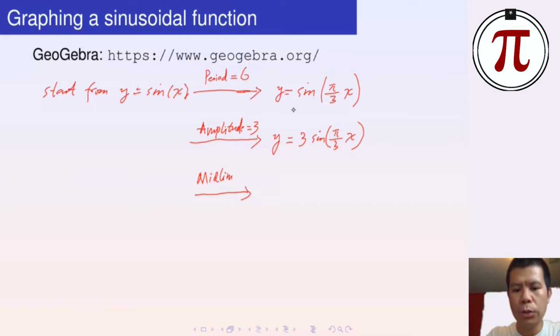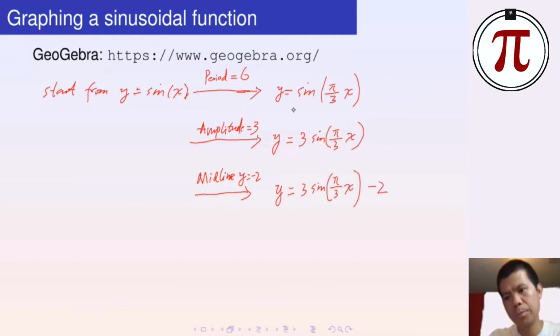Y equals -2, right? Y equals -2. So by adjusting that, we get y equals 3 sine pi over 3x minus 2. Yes? Okay, so you can see that, all right? You can start from y equals sine x, adjusting for the period, adjusting for the amplitude, adjusting for the midline, right? So we come up with a function like this. Yes?